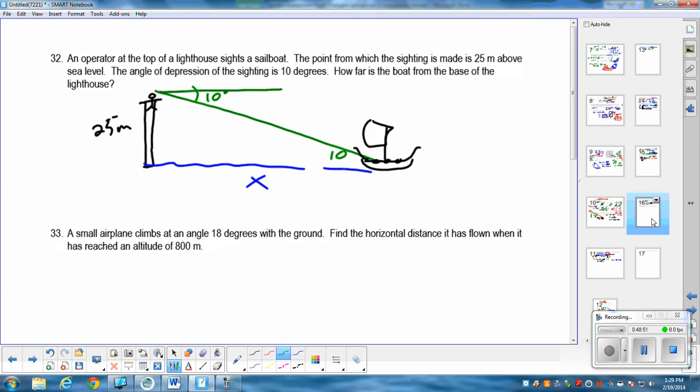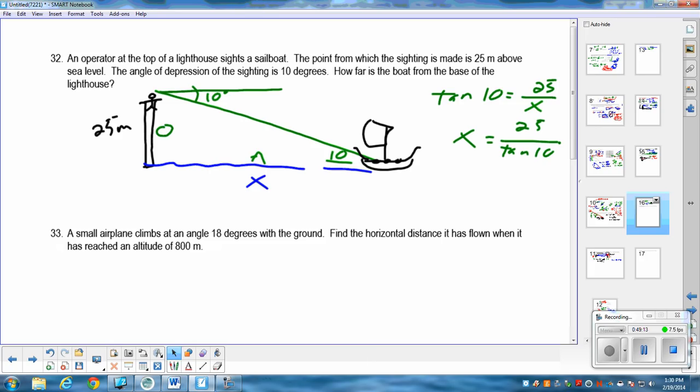From this 10 degrees, we know the opposite. We would like to know the adjacent, so we are going to use tangent. Cross multiply the x, divide by tangent of 10 degrees. And that will tell you that the boat is 141.78 meters from the base of the lighthouse.